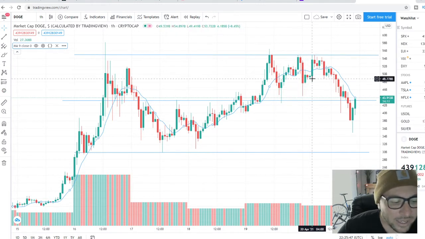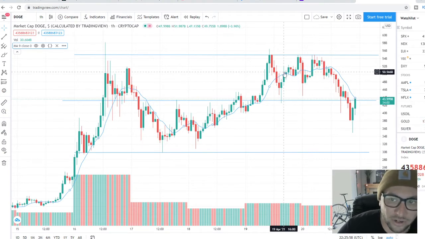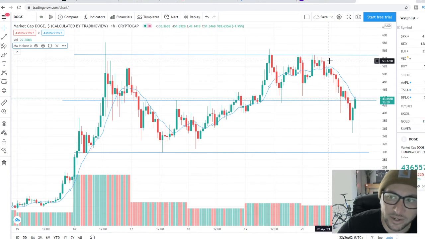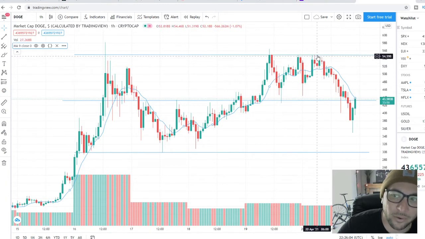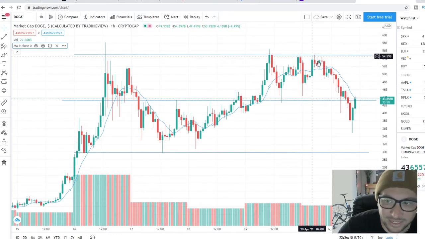So if you are in this for the long term because you believe it's going to reach $1, you believe it's going to reach $10, you believe it's going to reach 80 cents, whatever price target you have in your mind, just know this is to be expected here. About every time it reaches 54 cents, 55 cents, you just get this massive sell off. I think it's just people taking profits.